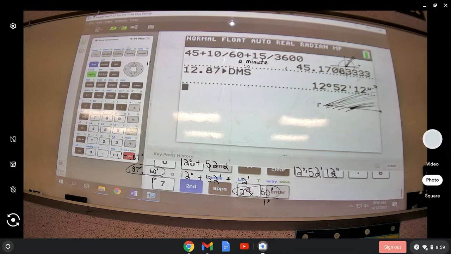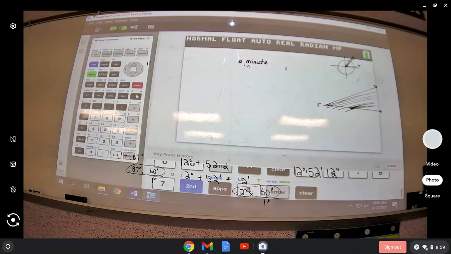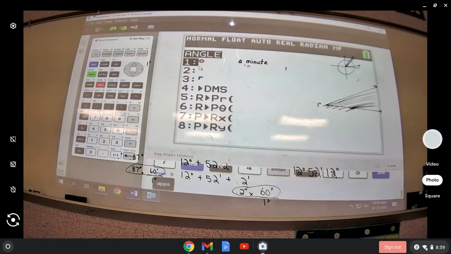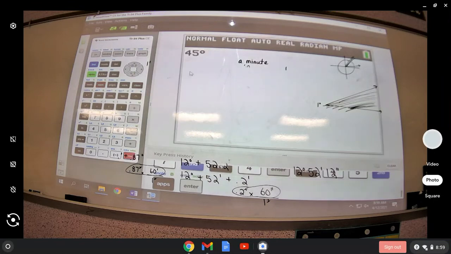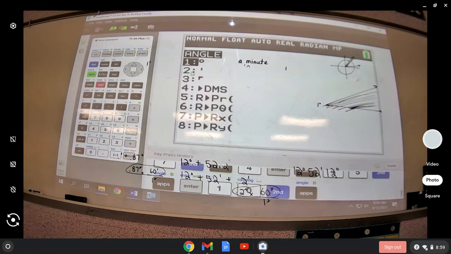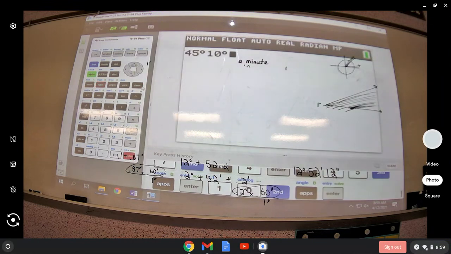Now to go back, if you go back to the first example, what was the first one? 45 degrees? Was it 45? Yeah. All right, so if you put 45, guys, go back to that second apps button. See, this one is degrees. Hit that, enter. So it's 45 degrees. What was the minutes? 10 minutes. Go back to that second apps. See, number 2 is that apostrophe. There's your minutes.